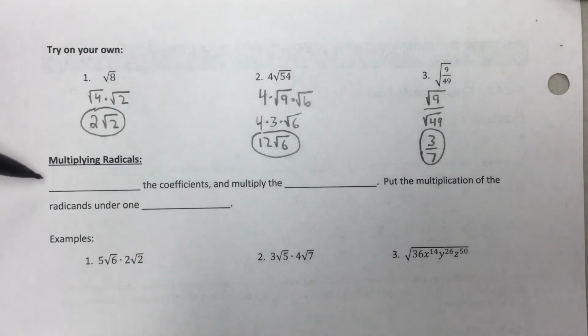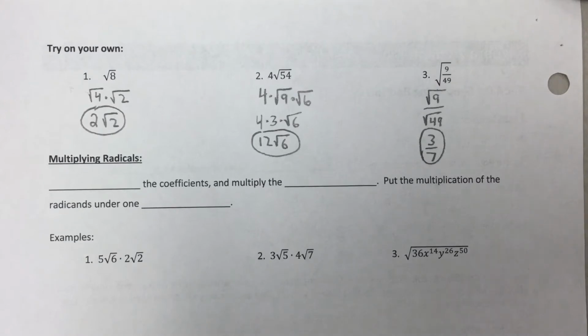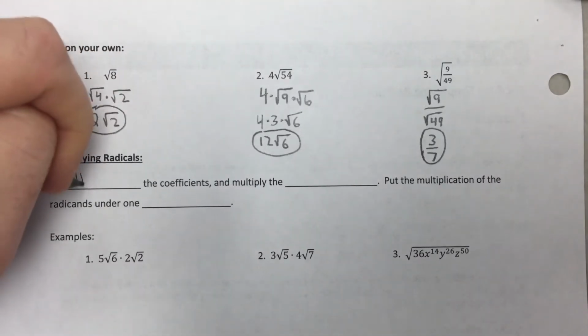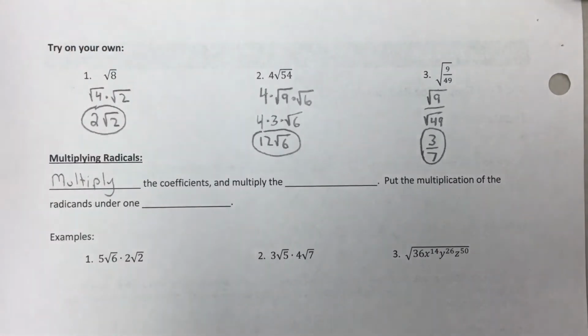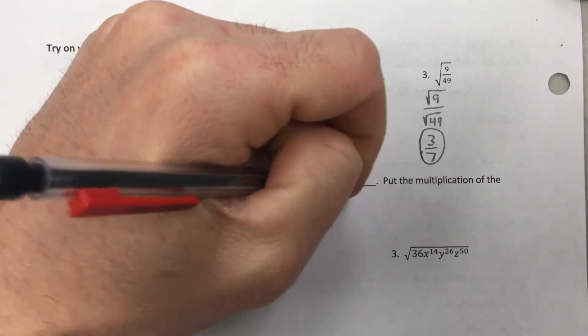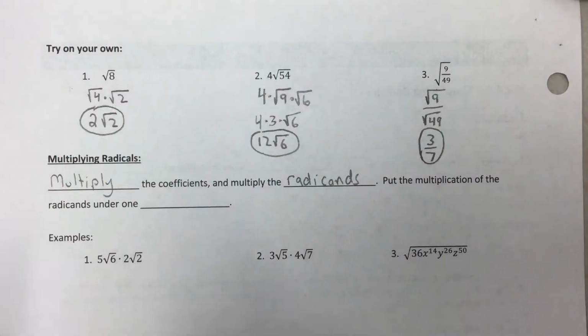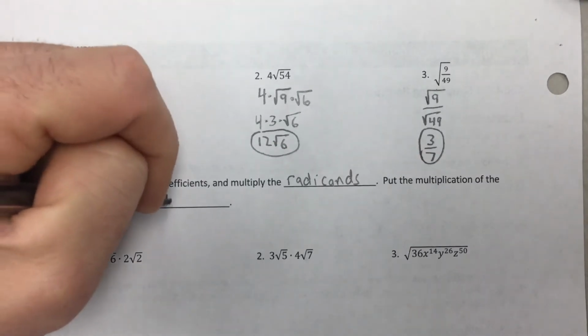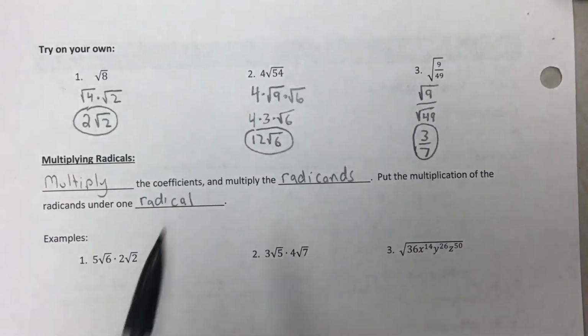All right. So now we're going to look at multiplying radicals. How do we multiply radicals together? To multiply radicals, you multiply the coefficients and multiply the radicands. Remember, that's the numbers underneath the radical. Put the multiplication of the radicands underneath one radical. So basically it's doing the opposite of what we were doing up here.